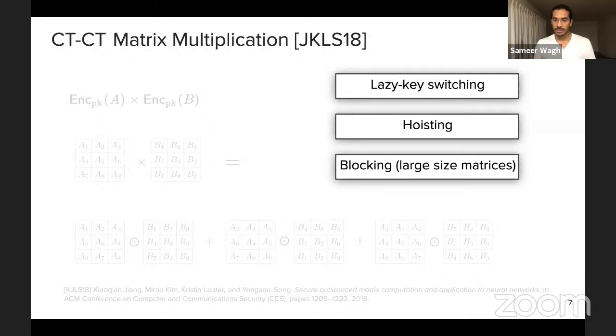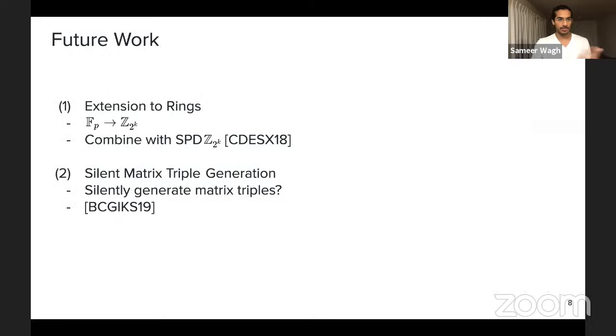The entire version of the talk actually contains some future work as well, but I think for this, I'm just going to stop here. Just mention briefly these two future work slides. It's an interesting open question to look at extending this to rings, as opposed to this work, which is purely in the domain of fields. And the other question would be to do silent matrix triple generation, using this entire emerging line of work of silent preprocessing to apply it to this work.